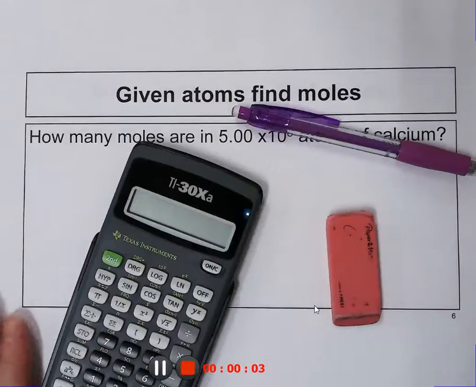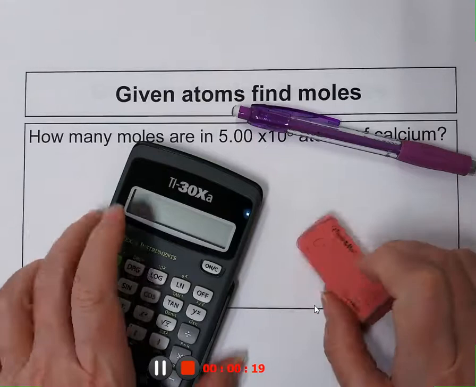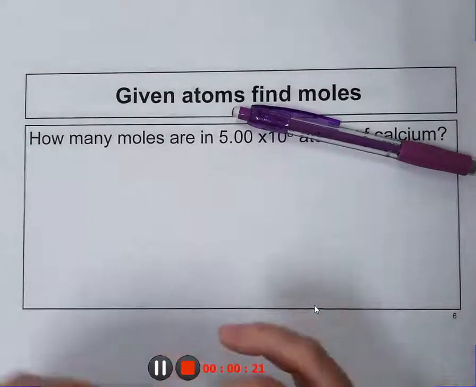Alright, so it's time to work some examples. You'll need your scratch paper, pencil, eraser, calculator, periodic table, and your polyatomic ion sheet would be helpful. Okay, so gather those things together and then you can work some examples with me.